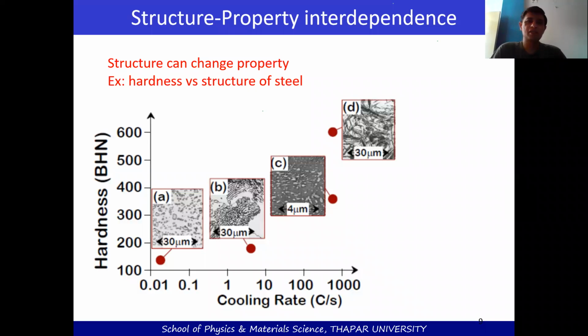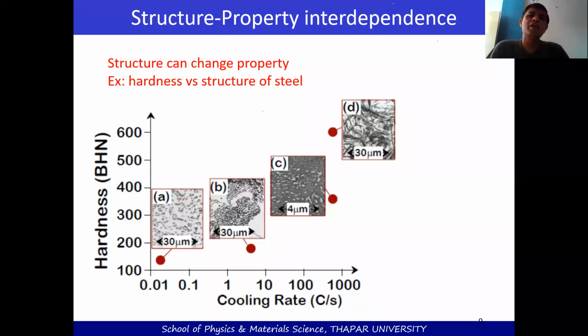see is the structure of image A is different from the structure of image B, is different from the structure of image C, and is different from the structure of image D. At least all of you will agree with me that the 4 of them are different from each other. What I am showing simultaneously is a graph of hardness versus the cooling rate.